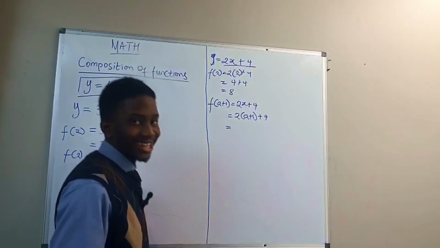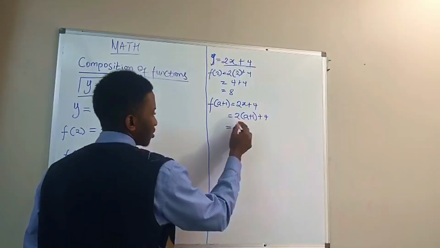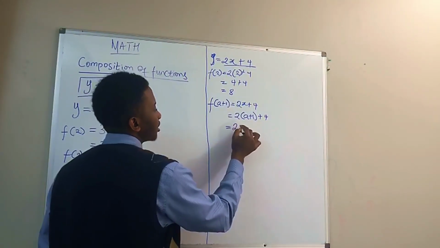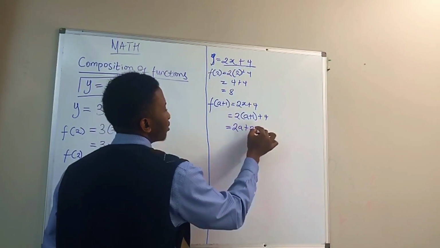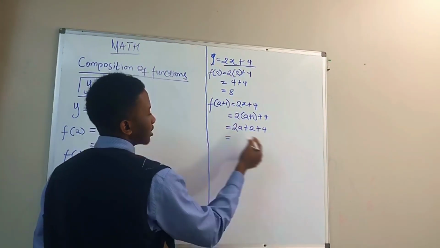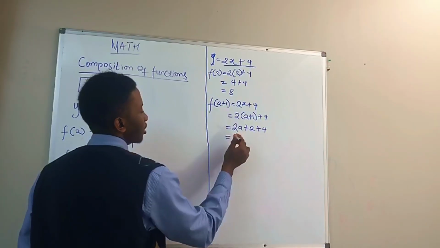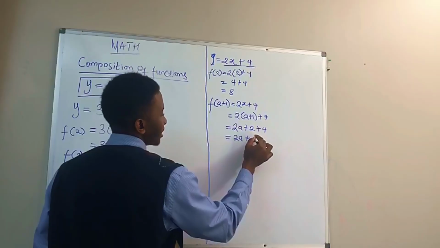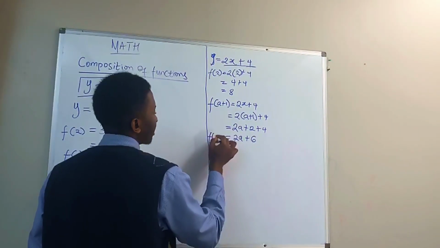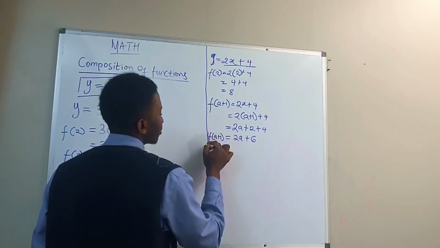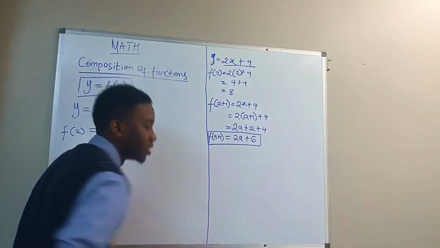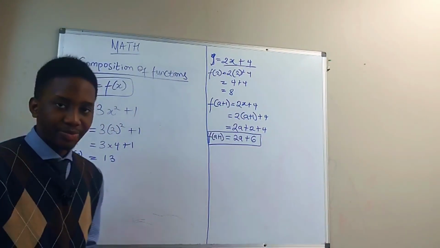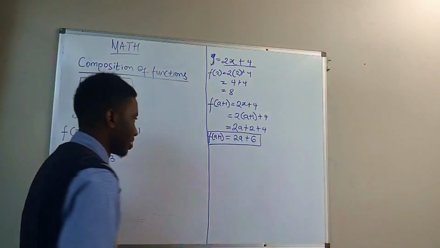Now the next thing to do is expand the bracket. If you expand the bracket, you have 2a plus 2 plus 4. Now you collect like terms. This is like and this is not, so bring this term here: 2a plus 4 plus 2 is 6. So we see that f of a plus 1 is equal to 2a plus 6. When we plug in a function, we generate another.